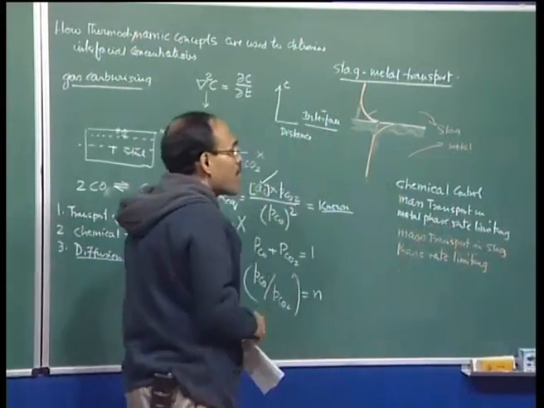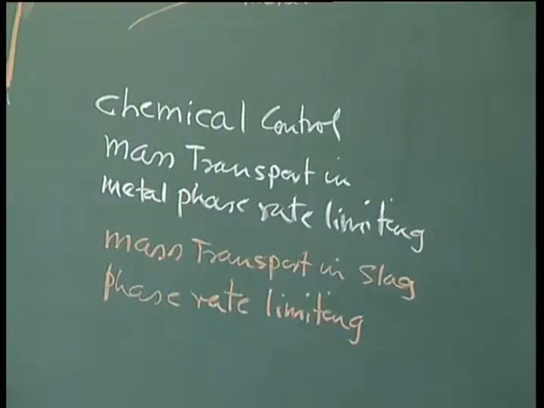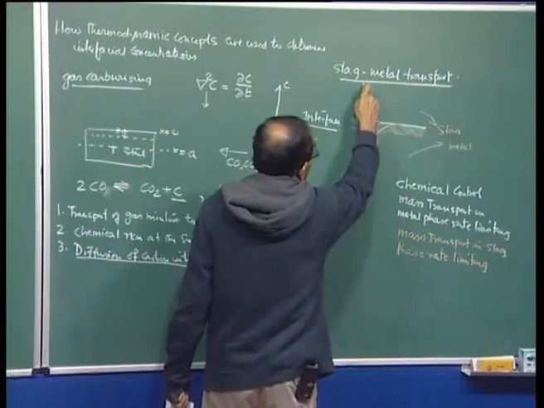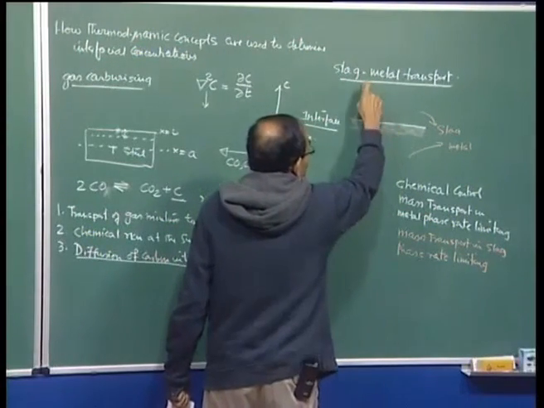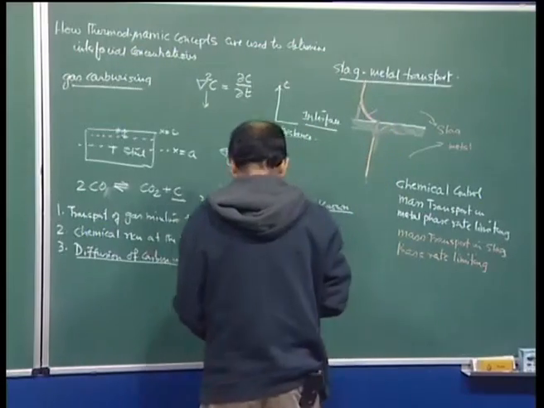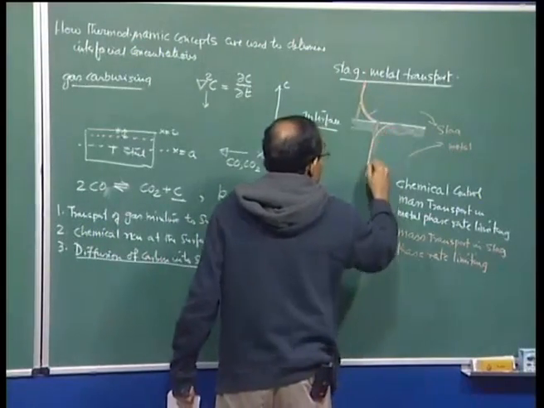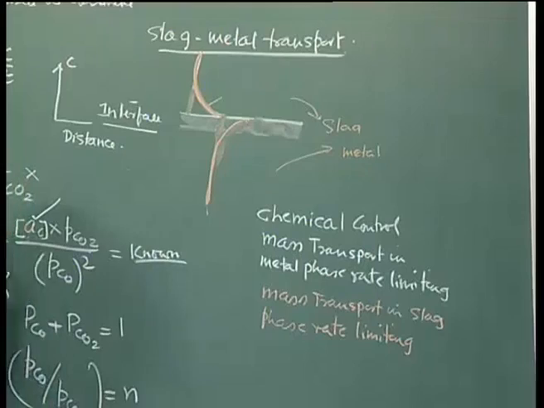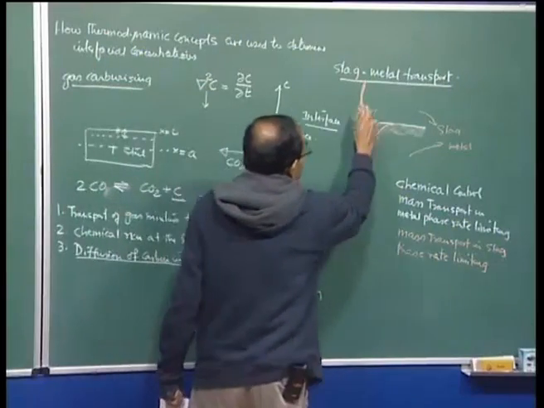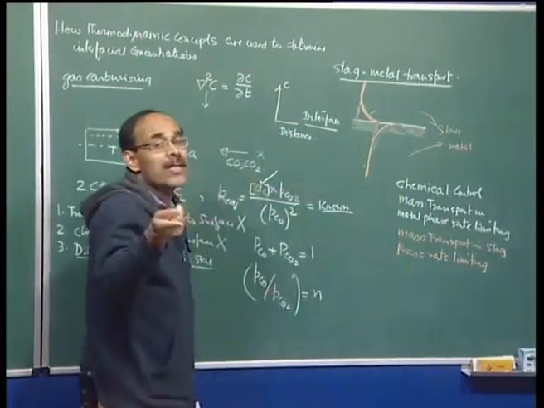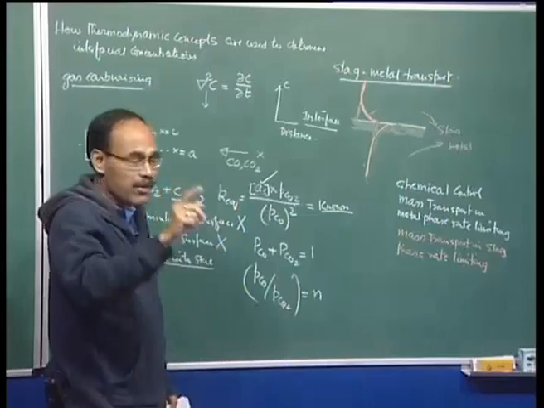Now, we can have various permutations and combinations. So, if I now draw these two lines simultaneously, this line as well as this line, then I would say that this essentially represents that transport in both metal and slag phases is rate limiting. If I draw only one line out of the two, then I will say transport in metal phase is rate limiting or slag phase is rate limiting.